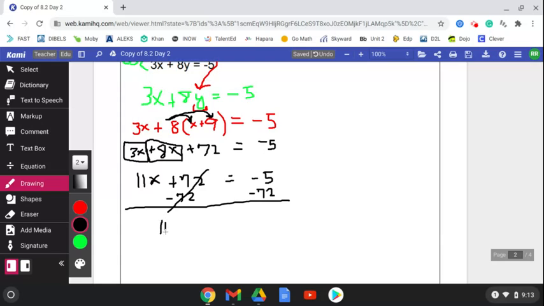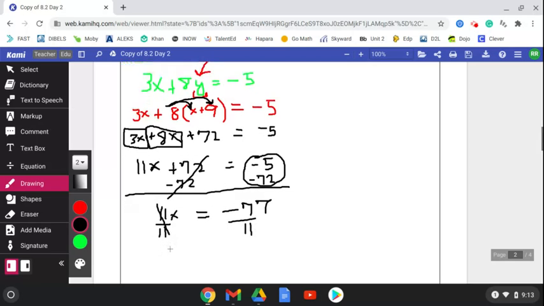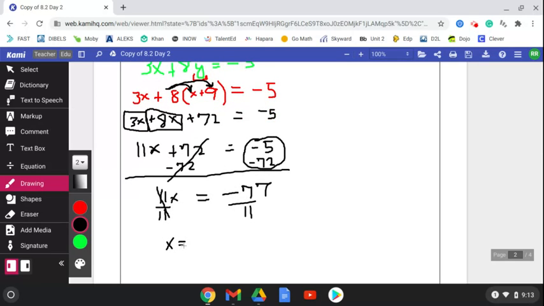I'm left with 11x on the left side. Bring the equal sign down. Right here you have negative 5 and negative 72. So I know that same signs, I add and keep the sign. That's negative 77. Solve for x by dividing both sides by 11. Those 11s simplify, and so my x term is going to be equal to negative 7.